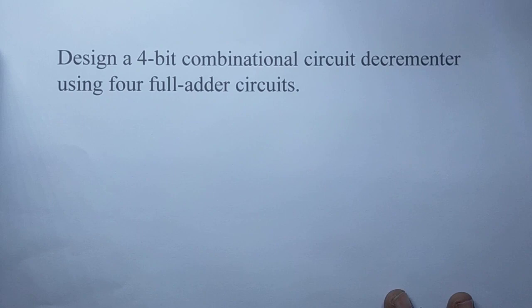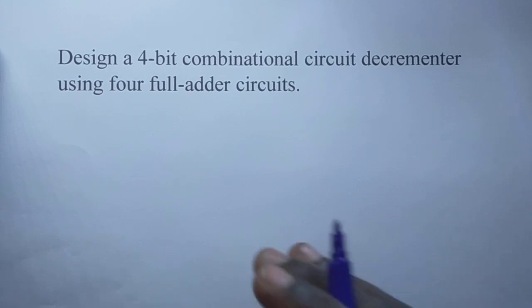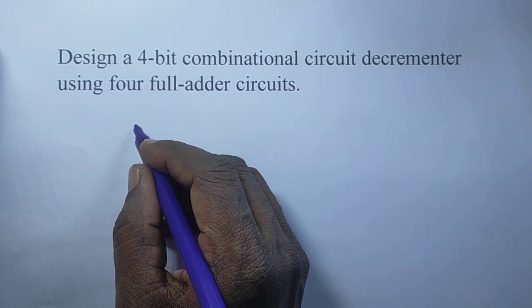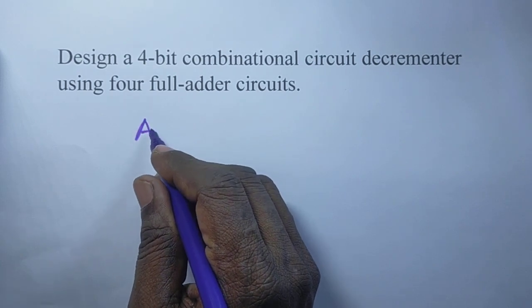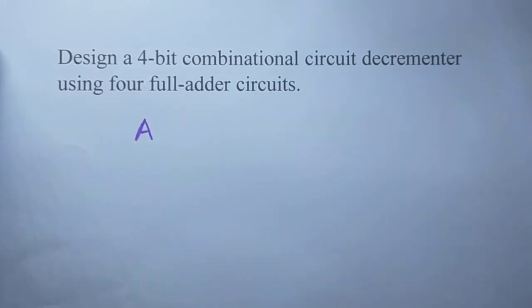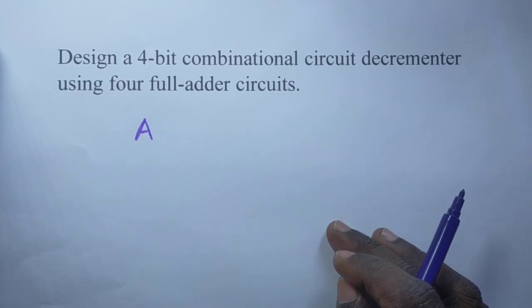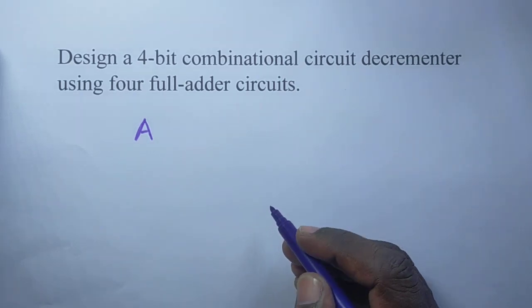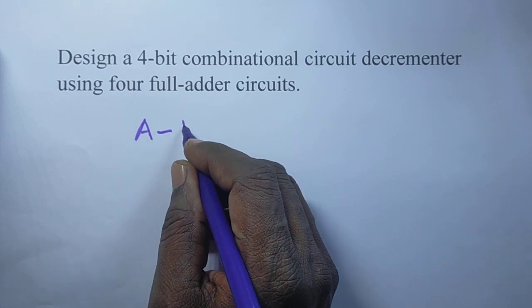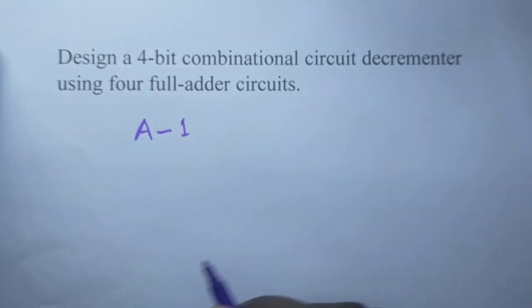The role of a decrementer is to decrease the value by 1. Similarly, an incrementer increases the value by 1. This is the basic concept of a decrementer and incrementer. For example, take A as data, any 4-bit data. A is 4-bit data. If we go through a decrementer, then definitely A minus 1, it will decrease by 1.